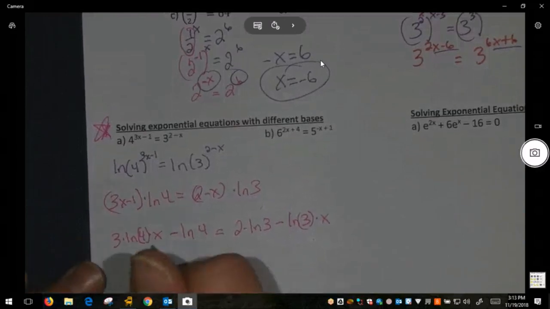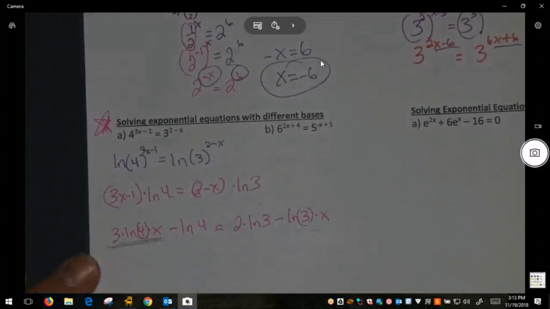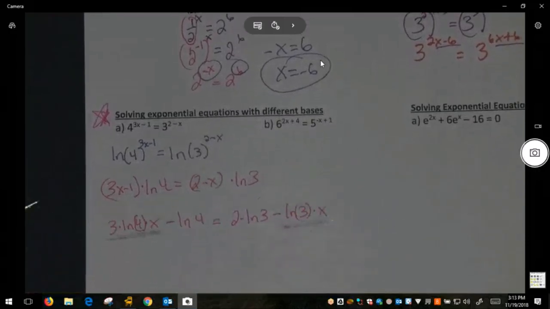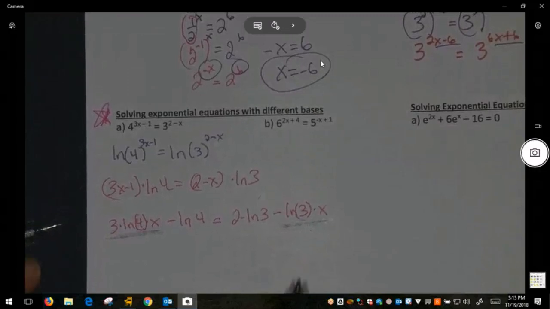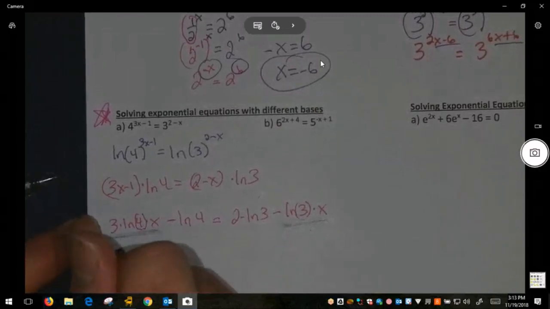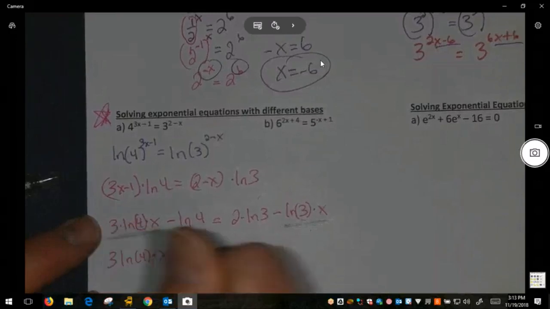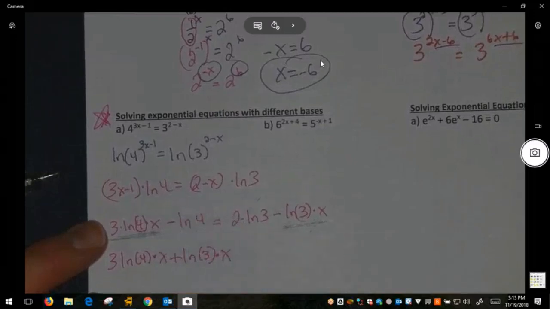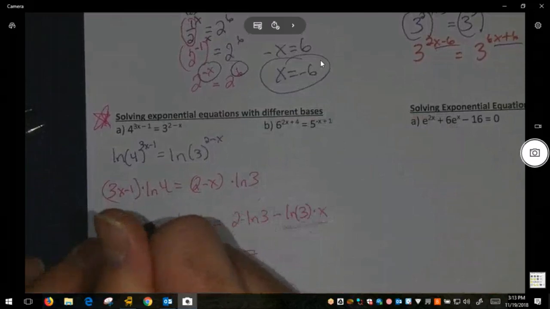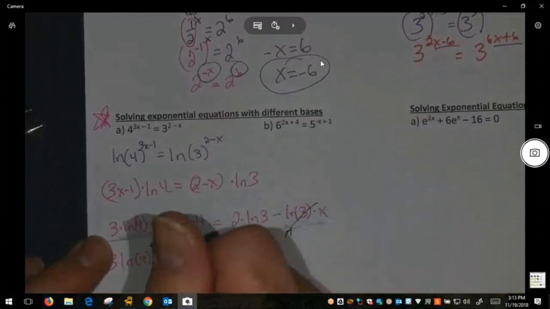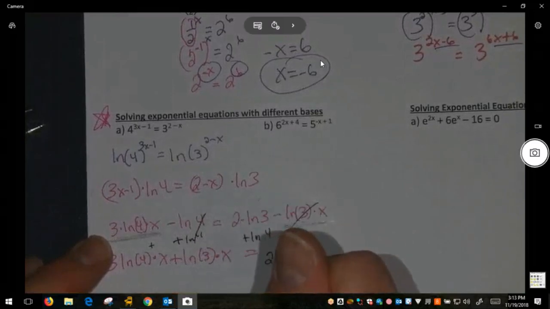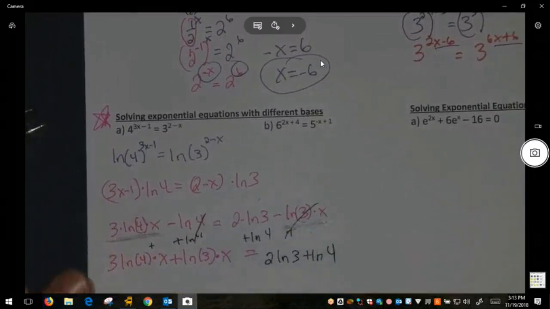Well, now we're trying to solve for x, so our goal is to get these two terms to the same side. If we can get those two terms to the same side and everything else to the other, then we'll be in a good place. So I'm going to add this to the other side. I have 3 natural log of 4 times x plus the natural log of 3 times x equal to, so I added this to the left side. Now I'm going to add natural log of 4 to both sides to move it to the other side. So I have 2 natural log of 3 plus the natural log of 4.